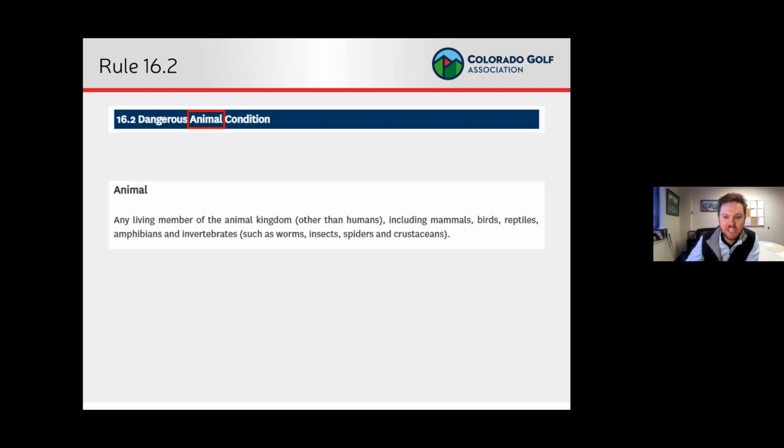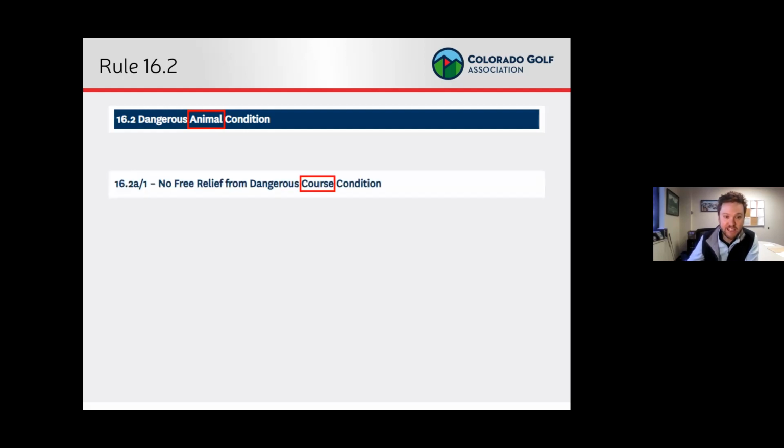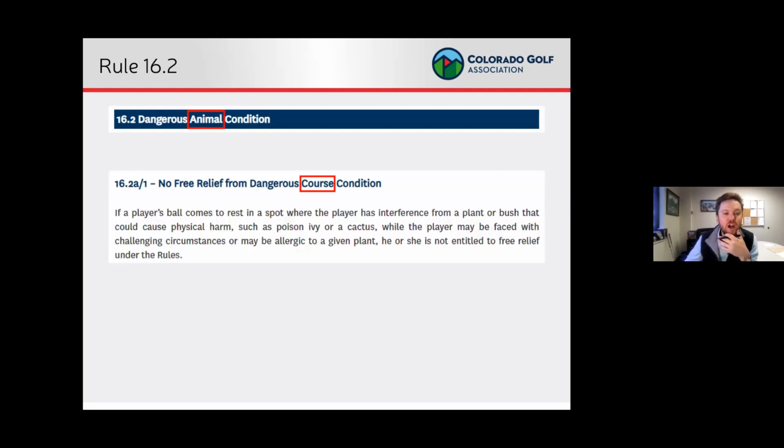So a dangerous animal condition. The reason I highlight this is that there's an interpretation in Rule 16.2 that there's no free relief from a dangerous course condition. So we're talking about animals here, not courses, not a course condition, but an animal condition. So if a player's ball comes to rest in a spot where the player has interference from a plant or bush, again, a course condition, that could cause physical harm, such as poison ivy or a cactus, while the player may be faced with challenging circumstances or may even be allergic to that plant, you're not entitled to relief under the rules, right?